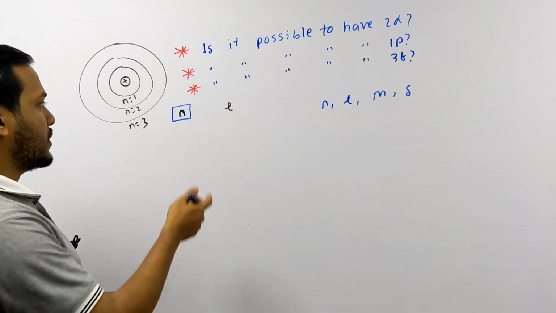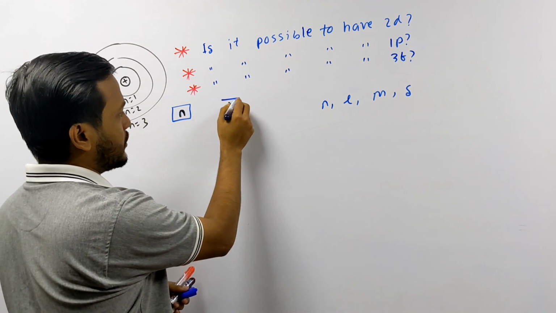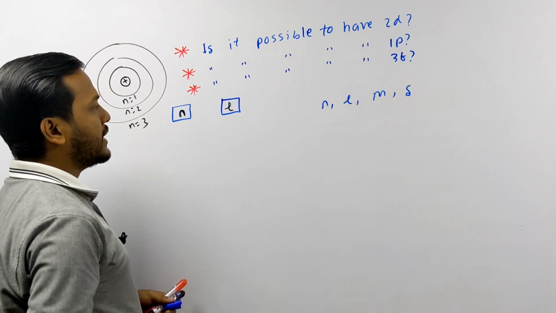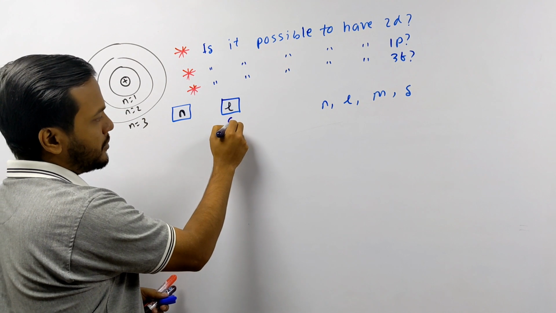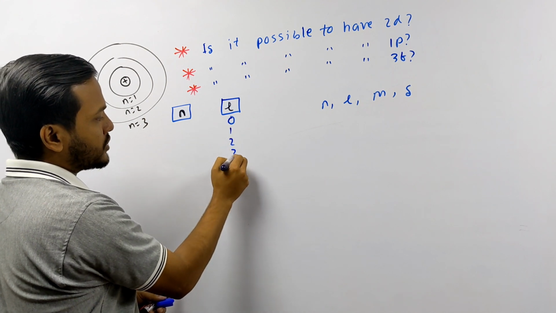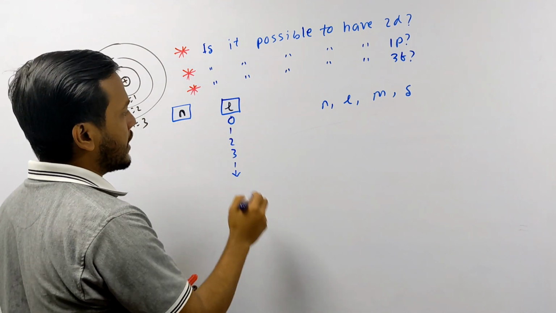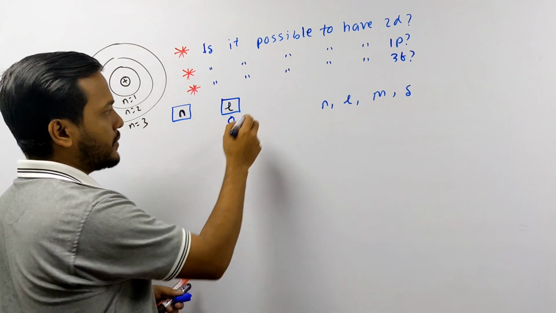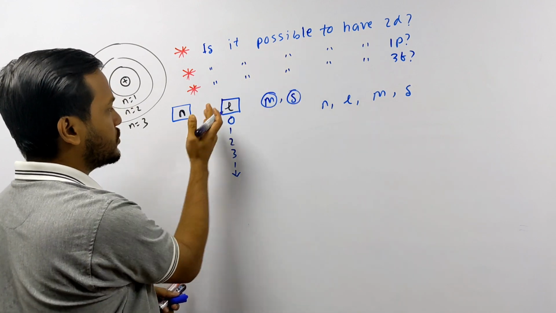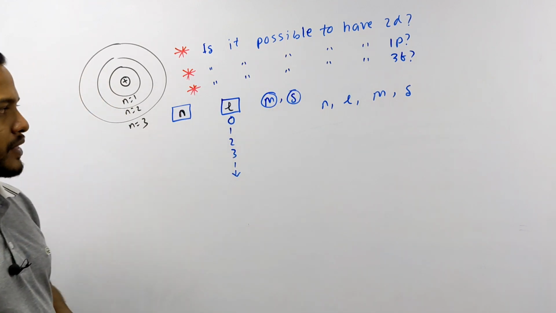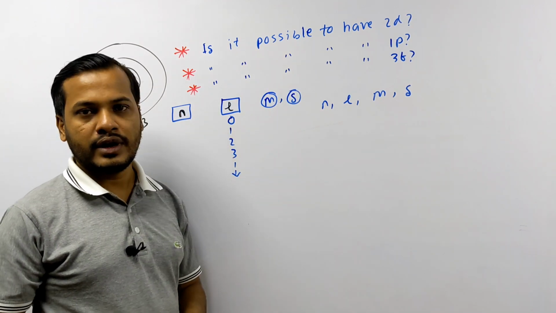And then what is L? L is the subshell. L can have any value; it may be 0, 1, 2, 3 respectively. Then m and then s. For this purpose, we generally need to know only n and l. It is not mandatory to know m and s.